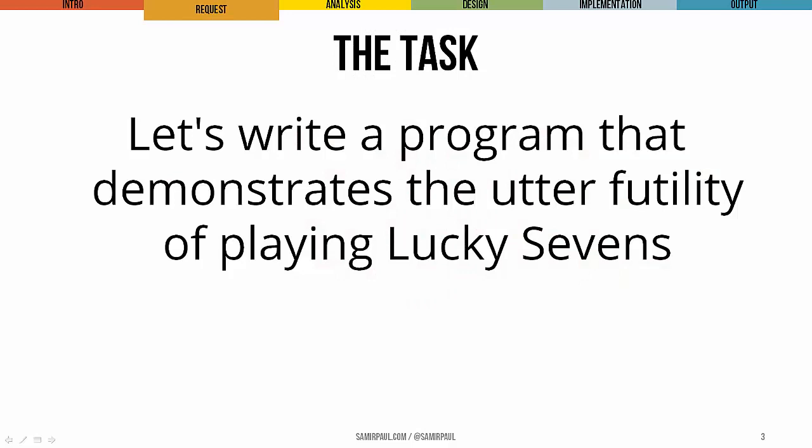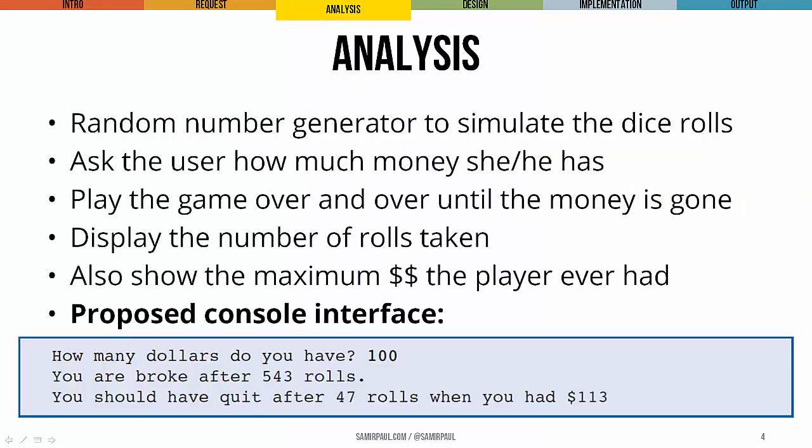So if that's our goal, let's think about what exactly we're going to have to do to make this program a reality. We'll use a random number generator to write a program that simulates the game. The program is going to ask the user how many dollars she or he has, and it'll play the game over and over again until all the money's gone. Then it's going to display how many rolls we actually took. We'll also keep track of the maximum amount of money that the player ever had, and in doing so, we'll demonstrate that getting ahead at some point doesn't actually forestall the inevitable outcome of losing the game.